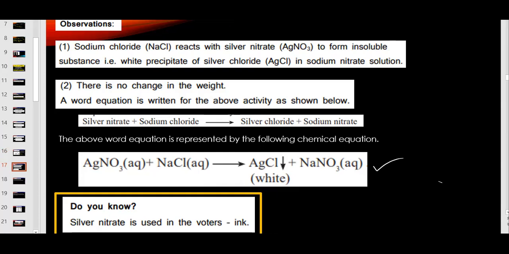You can see here AgCl precipitate is formed. It is insoluble in water. Okay, it is a precipitation. That's why there is an arrow pointing downward. Second observation, there is no change in the weight. We saw it in the diagram.